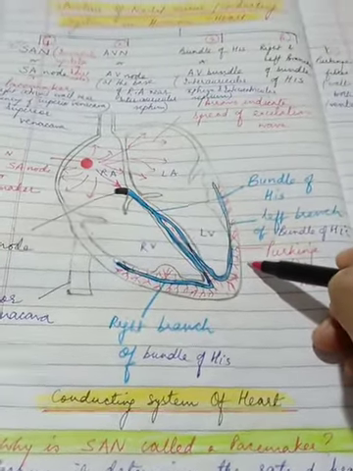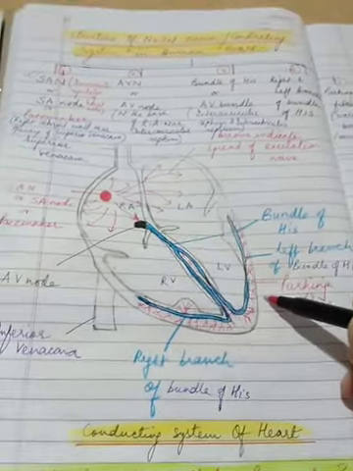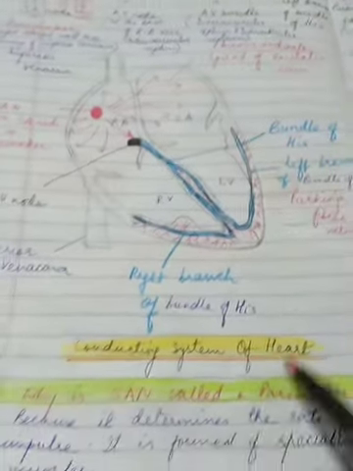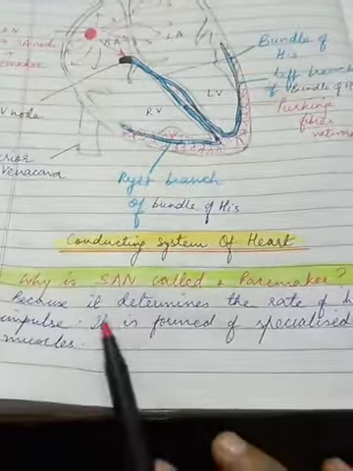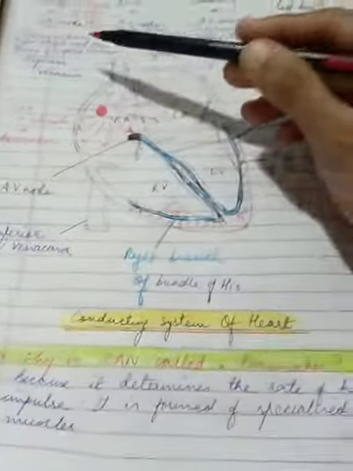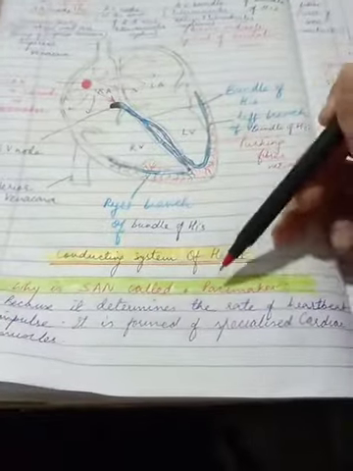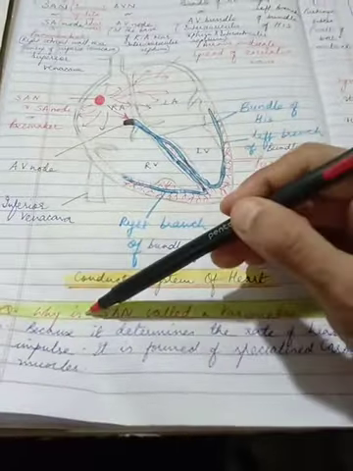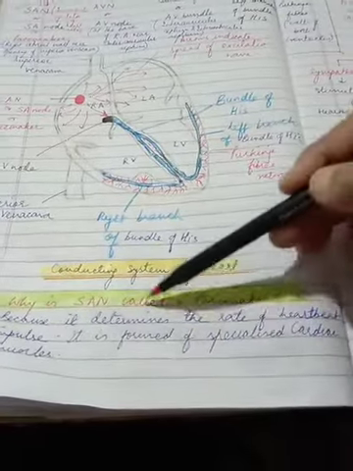So that's what you call the conducting system of the heart. All right, so this is a question. Why is SAN called a pacemaker? Because just now I told you, pace means the speed, because it determines the rate of heartbeat impulse, and it is formed of specialized cardiac muscles.